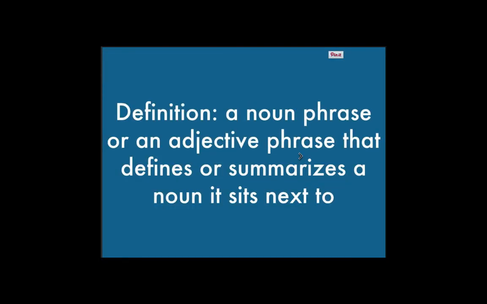The definition of an appositive is a noun phrase or an adjective phrase that defines or summarizes a noun next to it. The phrase usually means the same thing as the noun. It kind of defines it so the reader doesn't have to figure out what you're talking about, or it summarizes, it adds detail about it.